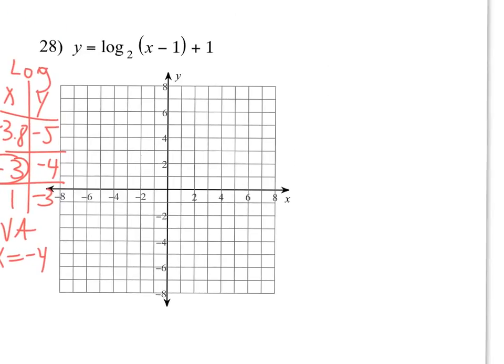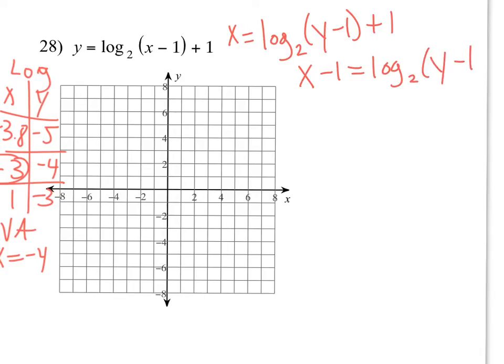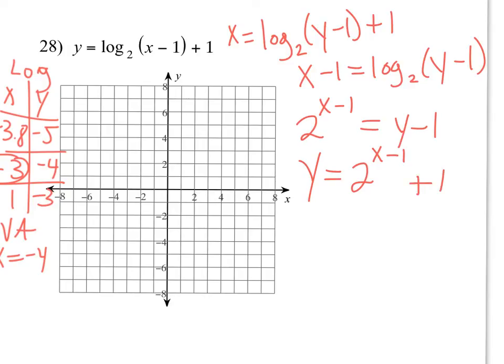Okay, and finally number 28, I said I would do this one all out. I will. Let's go with x is equal to log base 2 of y minus 1, plus 1. I'm going to subtract 1 from both sides. We get x minus 1 is equal to log base 2 of y minus 1. That means 2 to the x minus 1 is equal to y minus 1, and if I add 1 to both sides, we get y is equal to 2 to the x minus 1, and then plus 1. So it's just kind of coincidental based on using those points that this is coming up this way 3 times in a row. I'm going to make my table, x and y.